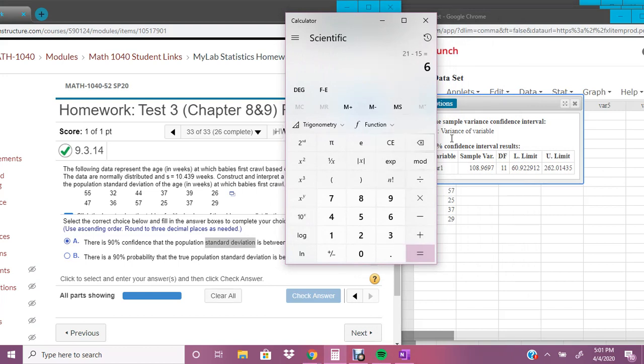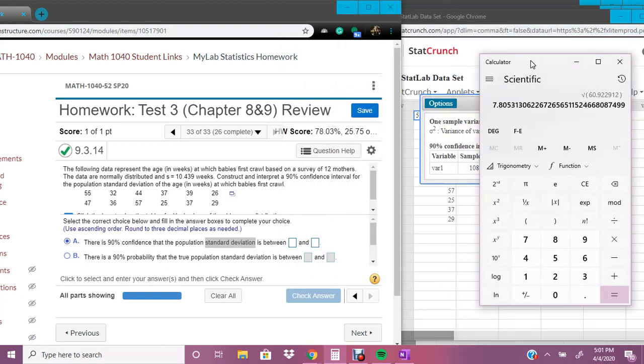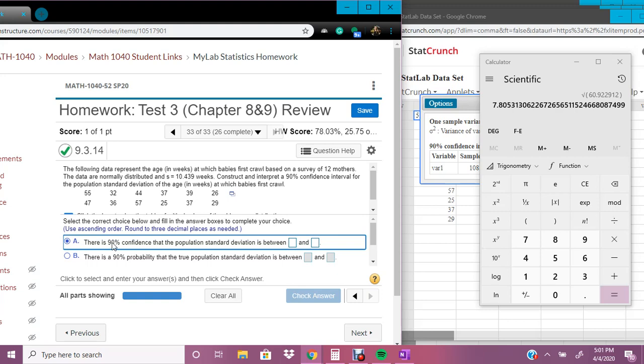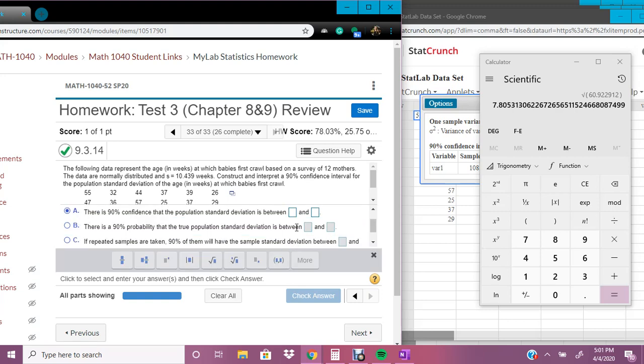Something cool to note is if I type in this variance and I square root it, it equals this standard deviation that it gave me. And so we're going to have to find the square root of these upper and lower limits. So this is my lower limit right here. We're going to click on the one that says that we're confident, because we're finding confidence intervals, not probability stuff. And so we'll type that one into the first.